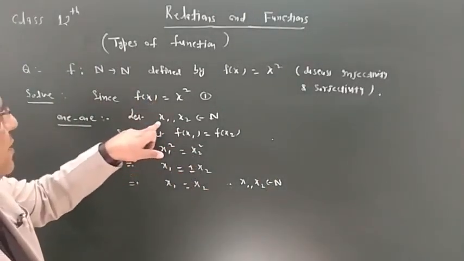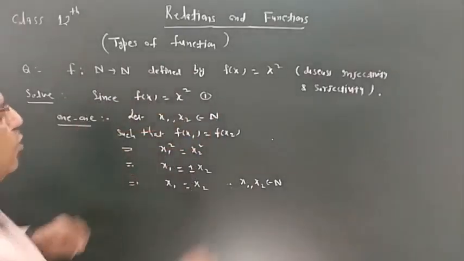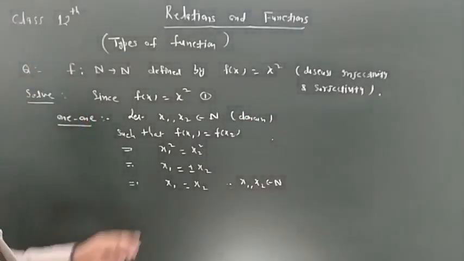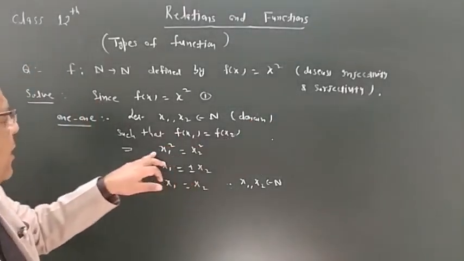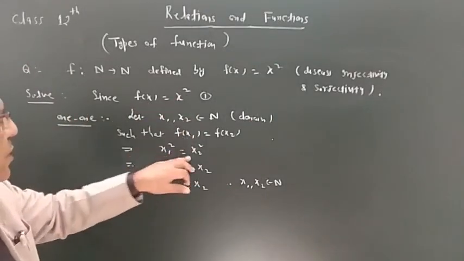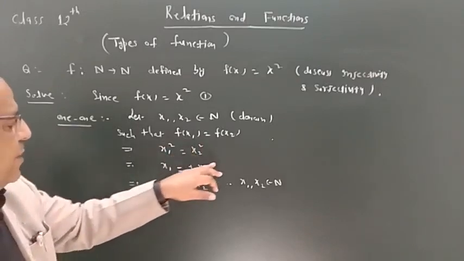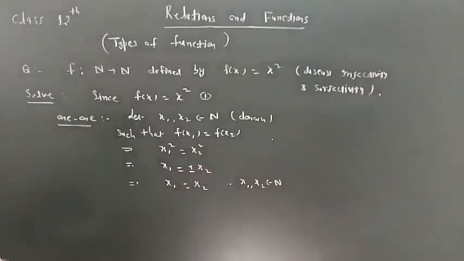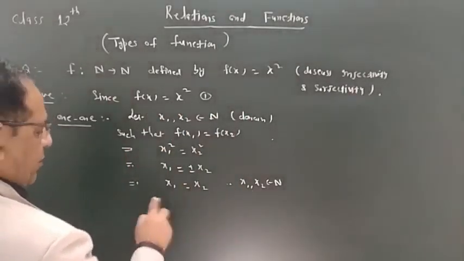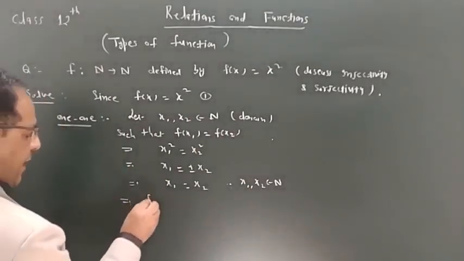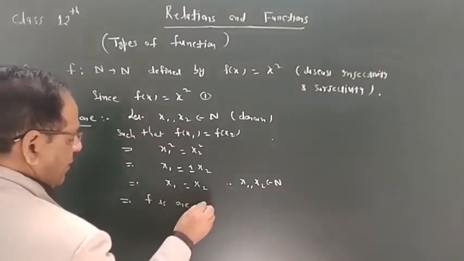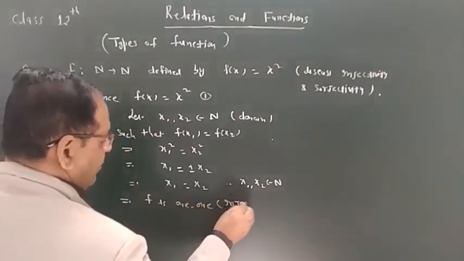So we have taken two points x1 and x2 of the set of natural numbers, the domain, having the property f(x1) equals f(x2). According to the definition of the function, f(x) equals x square, so f(x1) becomes x1 square equals x2 square, so x1 equals plus minus x2, but the minus sign is rejected because x1 and x2 are elements of the set of natural numbers. So this shows that f is one-one.